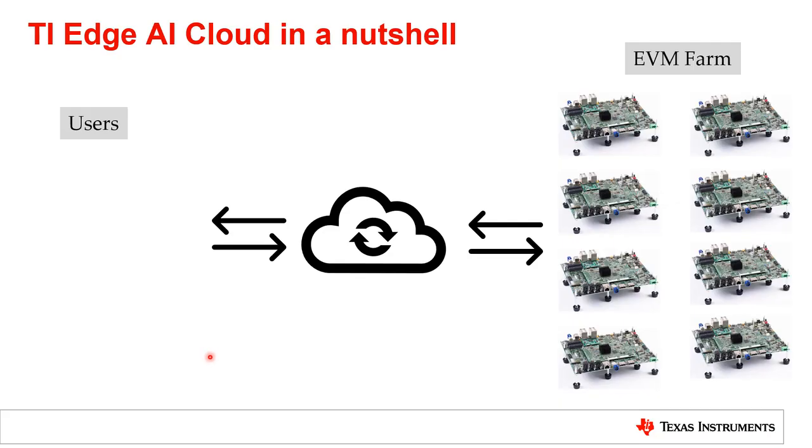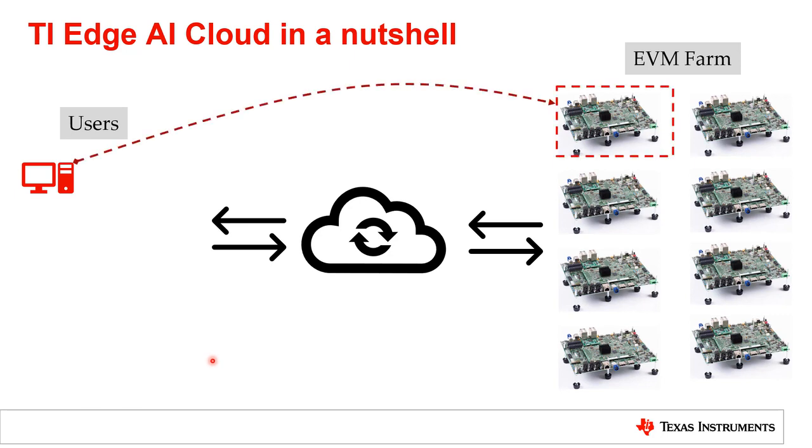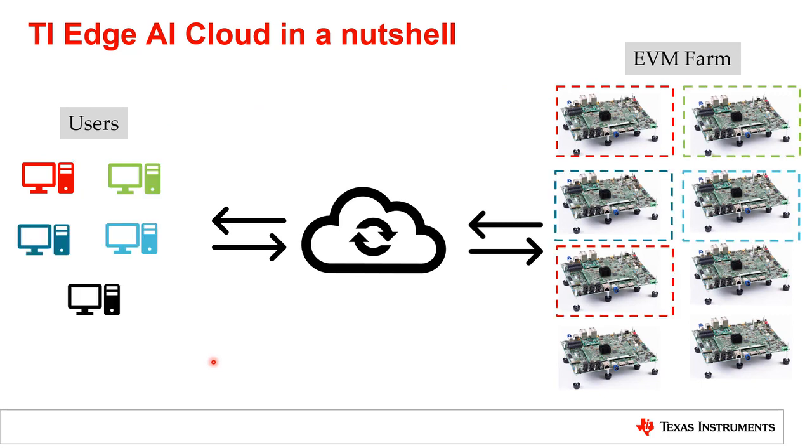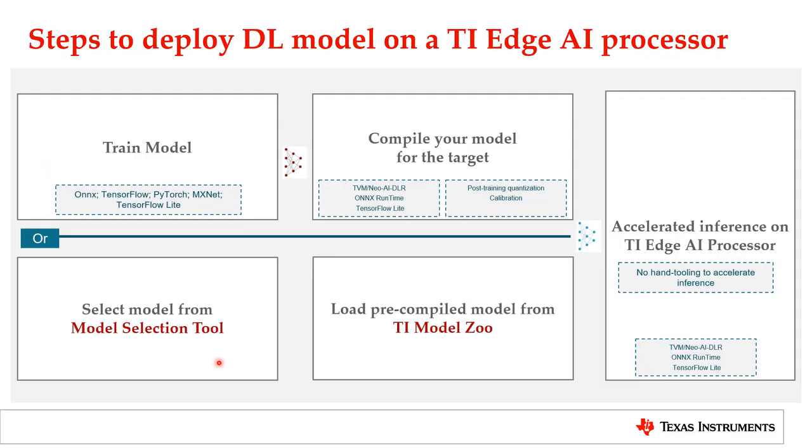In a nutshell, the service facilitates a connection between an EVM and a user via the cloud for some period of time, so that multiple users can use the service simultaneously and no one needs to buy an EVM. Once a connection is established, the user can evaluate the deep learning inference capabilities of TI SoCs in a matter of minutes. So to get started, you need a trained deep learning model.